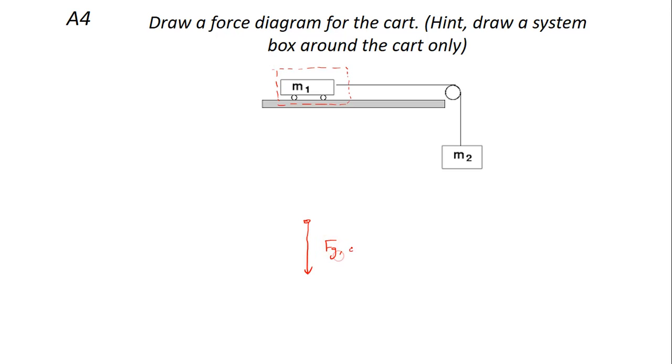So force of gravity on cart by Earth. We have the normal force, which is the same size because it's not accelerating upwards or downwards. F normal on cart by, is that a table? I don't know. We'll assume it is. Table. And is anything else touching it through the system? Yeah, this rope is. So you can say F tension on cart by rope. And you could have said by mass 2 or by string, as long as it's generally descriptive of what's happening.